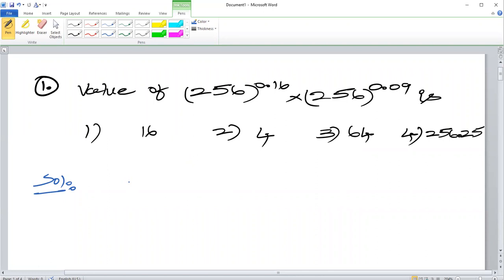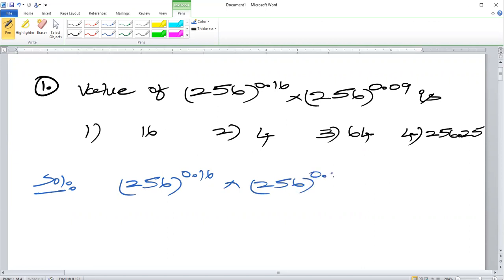Value of 256 whole to the power of 0.16 into 256 whole to the power of 0.09. See, if you observe here, base is 256. So powers are different. So you have to add the powers.